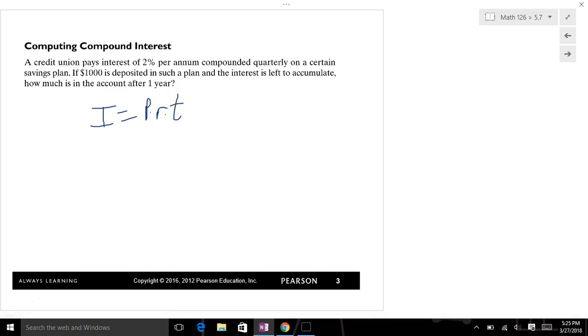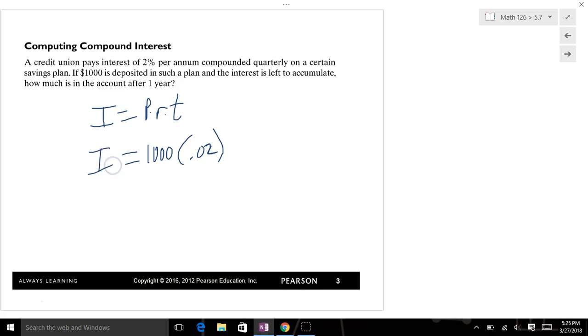So for example, a credit union pays 2%, so there's our 0.02 per annum, compounded quarterly on a certain savings plan. If $1,000 is deposited in such a plan, and the interest is left to accumulate, how much is in the account after 1 year?